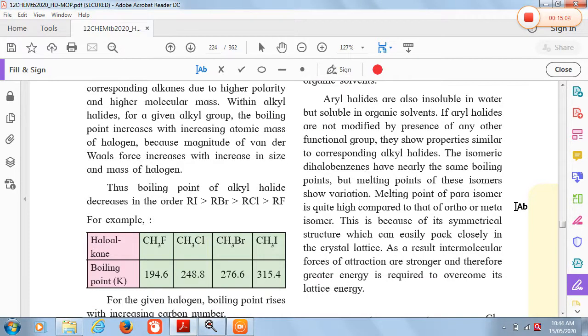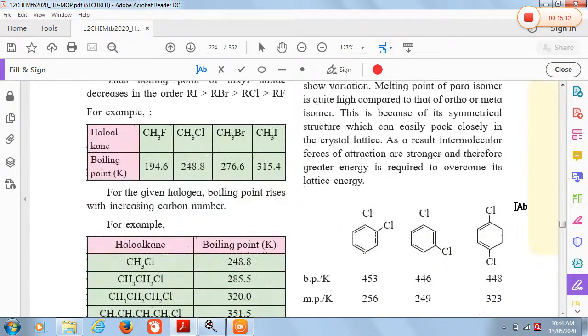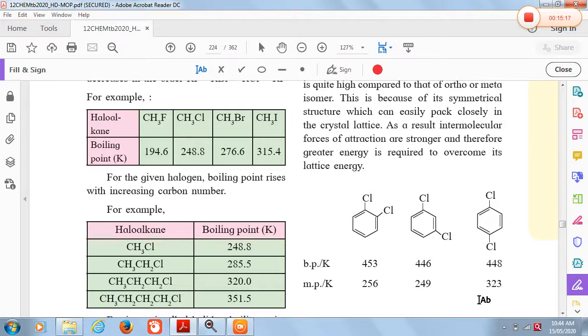So in case of para, the halogen atoms are present exactly opposite, and that structure is symmetric in nature. If you observe this structure, the last structure is para-dichlorobenzene, and this structure is symmetric in nature. So boiling point is 448, and the melting point is 323. But if you observe, this is meta-dichlorobenzene.